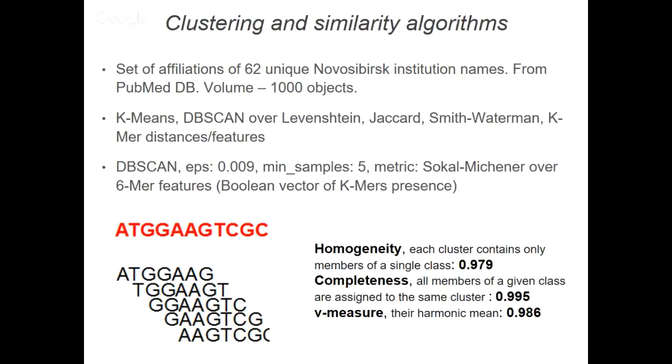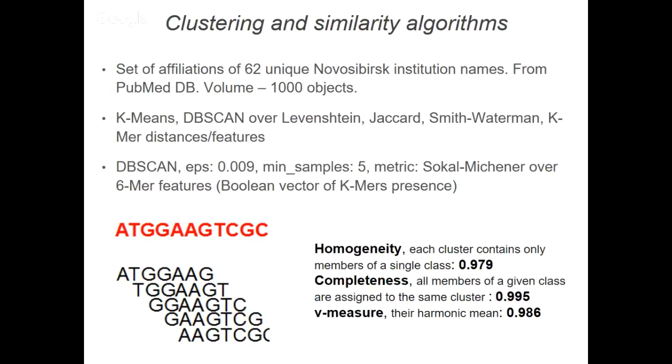I've tested this, so clustering. So first of all, what is a database? It is a set of 100 objects. It consists of 100 affiliations from different Novosibirsk institutions, like cytology, bioorganic chemistry, organic chemistry, and so on. We know that there were 62 unique institution names.